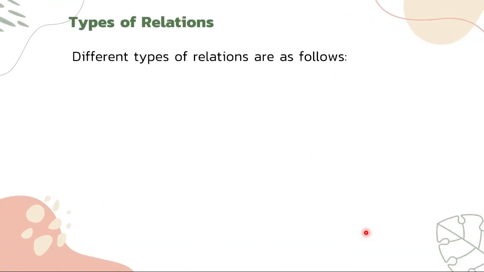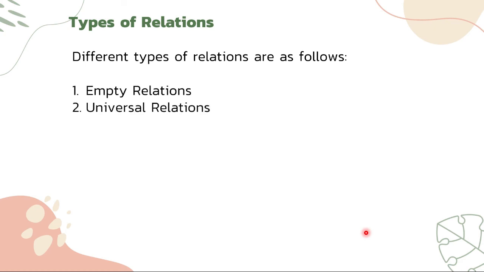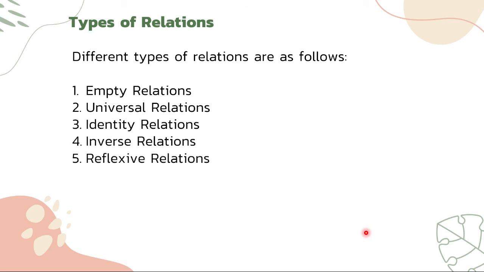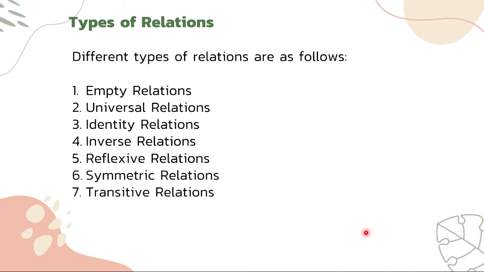And now the types of relation. Different types of relation are as follows: empty relation, universal relation, identity relation, inverse relation, reflexive relation, symmetric relation, transitive relation.